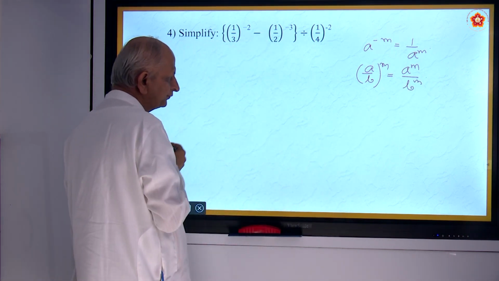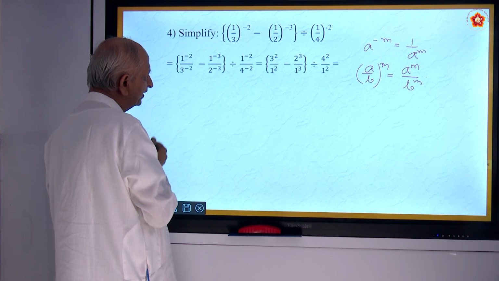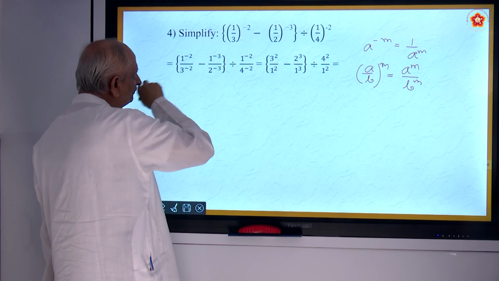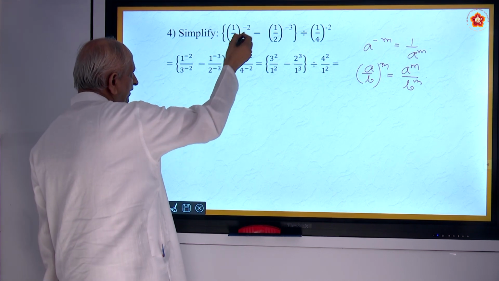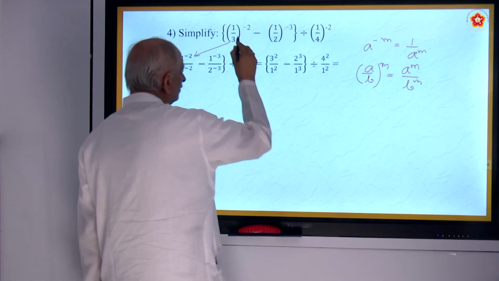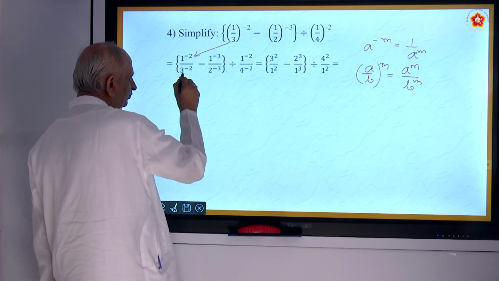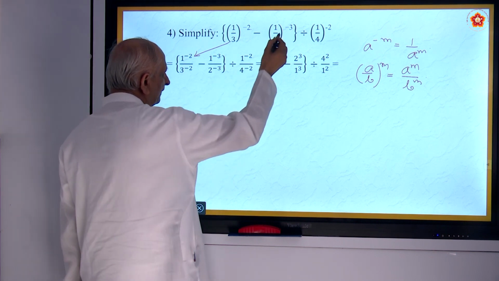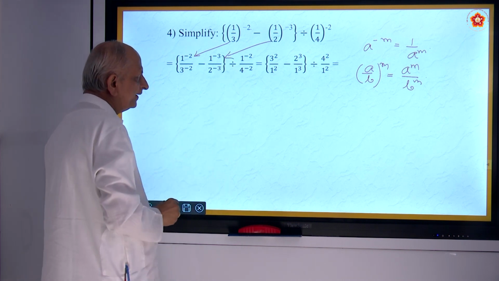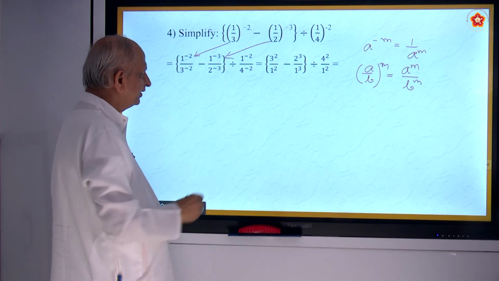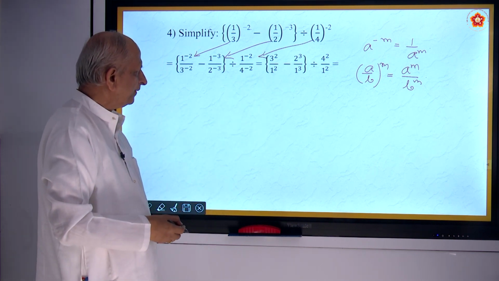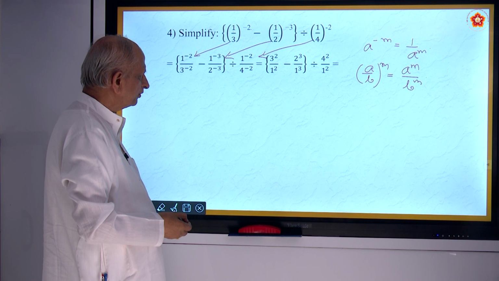Correct? And so the next step will be, see here, 1 by 3 to the power of minus 2 will be, by using this law, 1 to the power of minus 2 by 3 to the power of minus 2, minus 1 to the power of minus 3 by 2 to the power of minus 3, divided by 1 to the power of minus 2 by 4 to the power of minus 2.